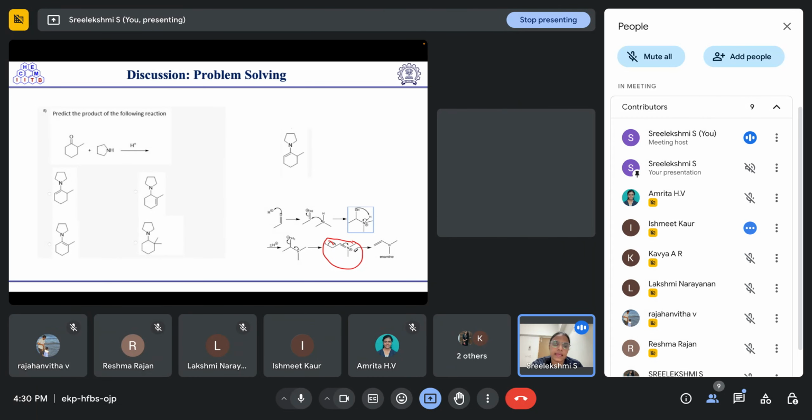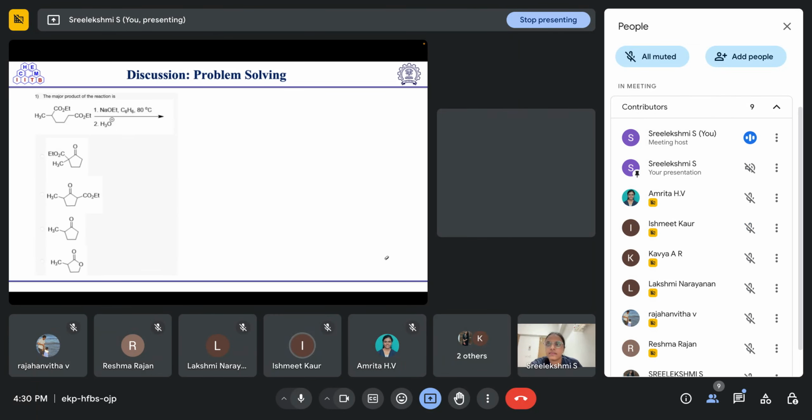The proton will go and again this will be stabilized to give this enamine. Okay. So the next question, the major product of the reaction. Here also a diester is there. We have seen a similar problem before as well, in presence of sodium ethoxide and then followed by hydrolysis.